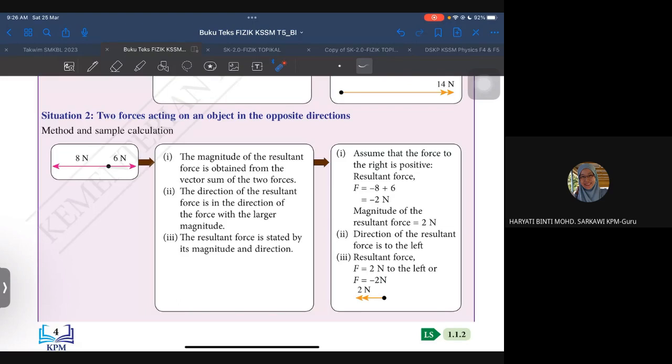And then the example here is for two forces acting on an object in opposite directions. So we have 8 Newton to the left and 6 Newton to the right. Can you see? To the left, we assume we use a negative sign, so the final answer is negative 2 Newton. So it is to the left. The net force is 2 Newton to the left, or you can write F equals negative 2 Newton. The negative sign represents that the direction is to the left. You can also use this, but normally we don't draw like that.